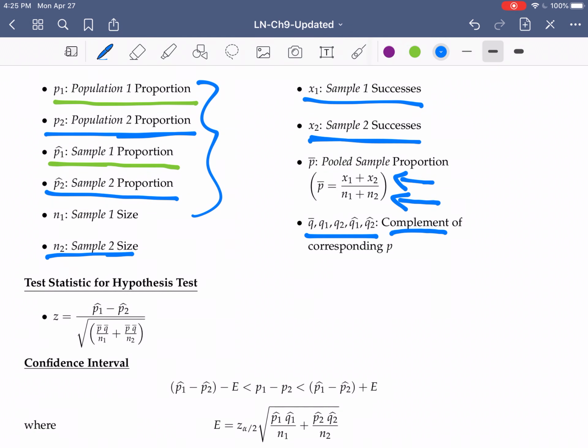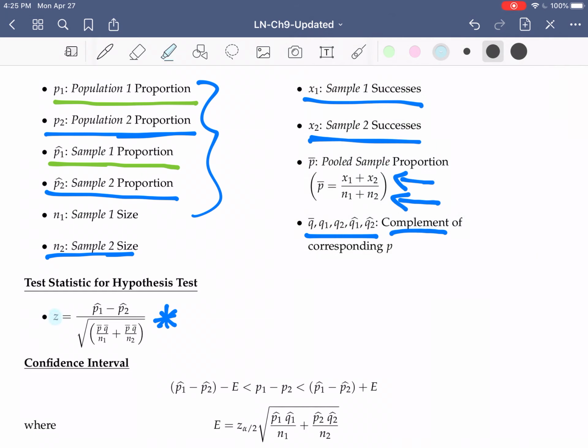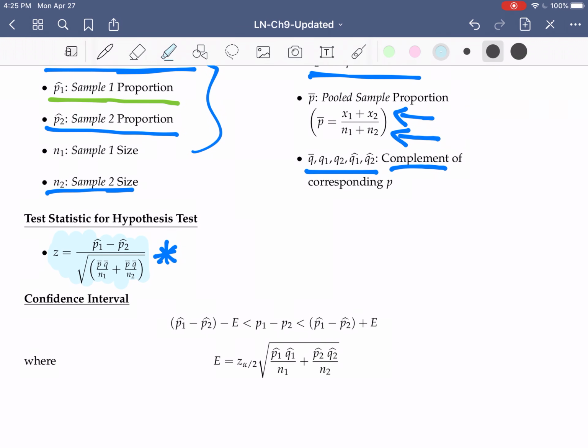Our test statistic for this hypothesis test is going to be a z-statistic. So this deals with a normal distribution here. And the way that z-statistic is calculated is it's going to take the proportion from sample 1 and subtract from it the proportion from sample 2. It then divides by the square root of the sum of the pooled sample times its complement over sample size 1 plus the pooled sample times its complement over sample size 2.